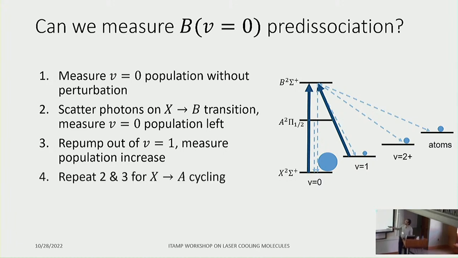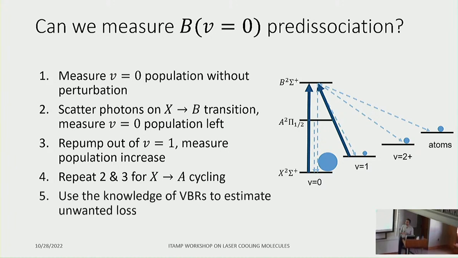Now we repeat the same process on the A state. With the identical system, identical lasers, we just make sure that we can assume safely that the A state does not predissociate at the same level as the B state. And we use the numbers that we get from the A state as a way to calibrate the efficiency of each process, so that we know that, yeah, sure, some molecules will be left behind, but we know roughly how many will be left behind. And then the other assumption we make is that the VBRs are known. So the branching ratios are known.